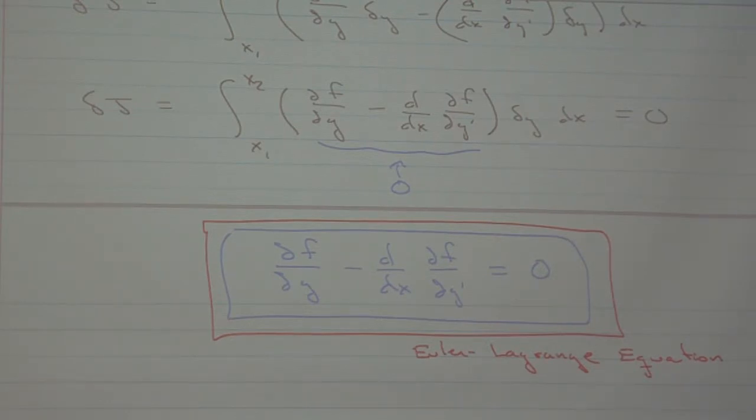Now, let us look at what it says. It says f is whatever f is. I take f's derivative with respect to y, and then I take the total derivative of the derivative of f with respect to y prime. I set that equal to 0. All right, now f depended on y and y prime.